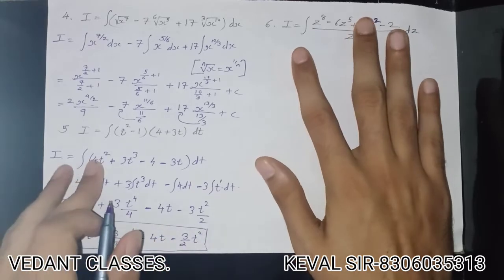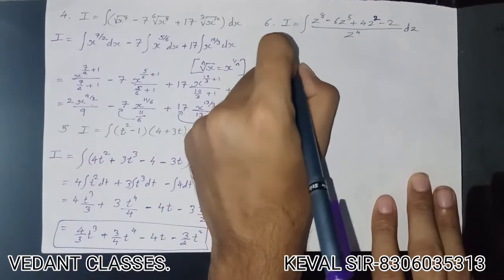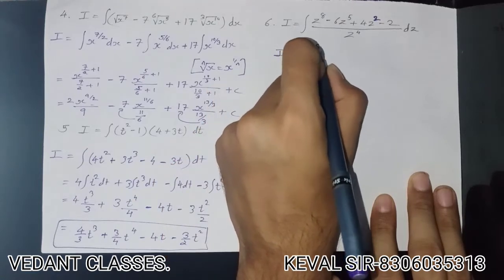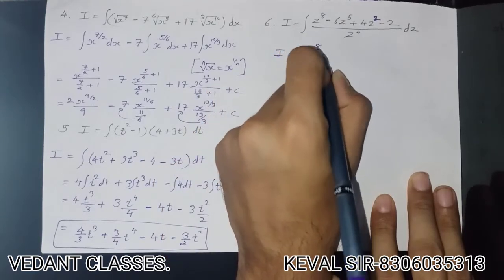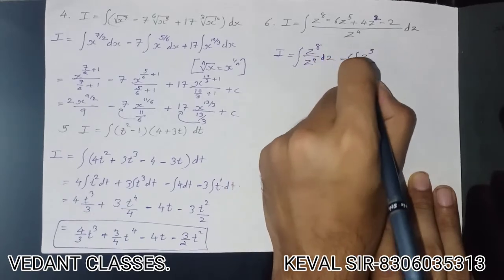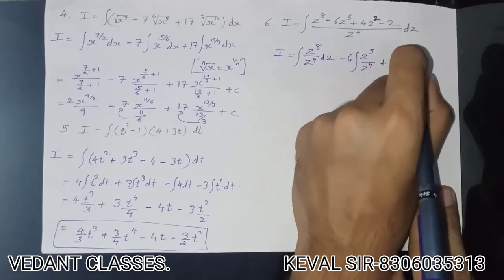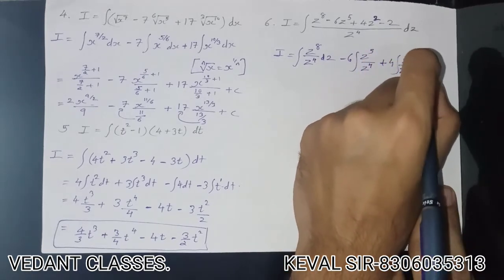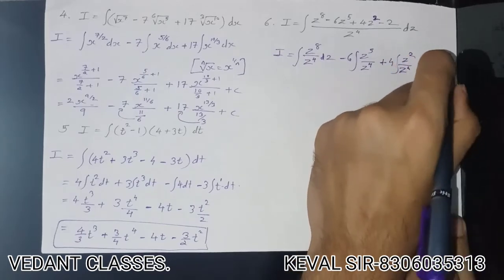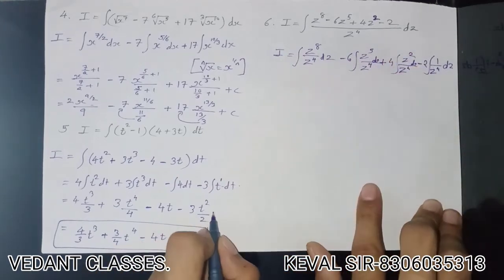Okay, let's solve another one. Now here what you need to do, just give the separate denominator to all the terms. So this will be z raised to 8 by z raised to 4 dz, then minus 6 integration of z raised to 5 upon z raised to 4, plus 4 integration of z square by z raised to 4, minus 2 integration of 1 upon z raised to 4 dz. Okay, here we need to write plus c.